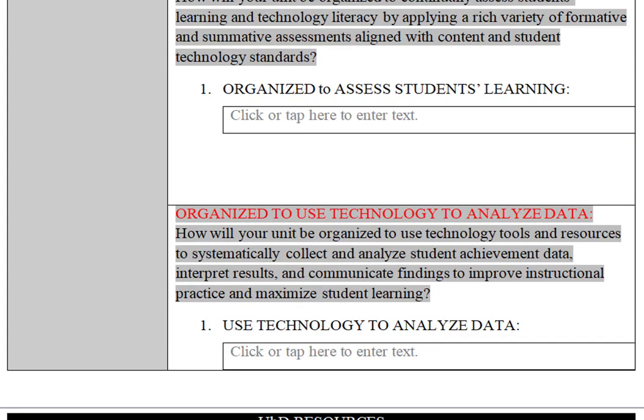And finally, your unit needs to be organized to use technology to analyze data. So, how will your unit be organized to use technology tools and resources to systematically collect and analyze student achievement data, interpret results, and communicate findings to improve instructional practice and maximize student learning? So, when you take away this information, how are you going to share it with others to improve your discipline or your department's methods of teaching and approach to learning?